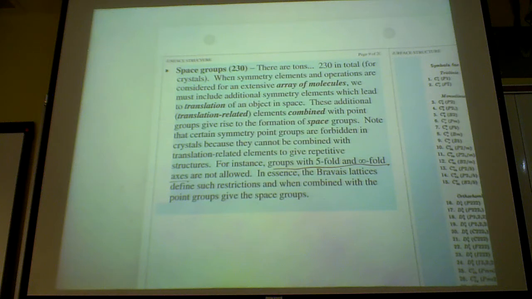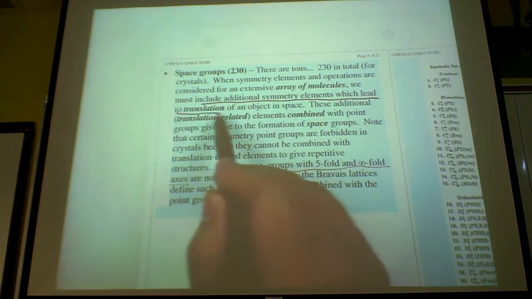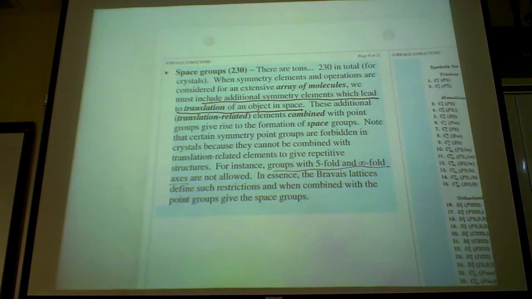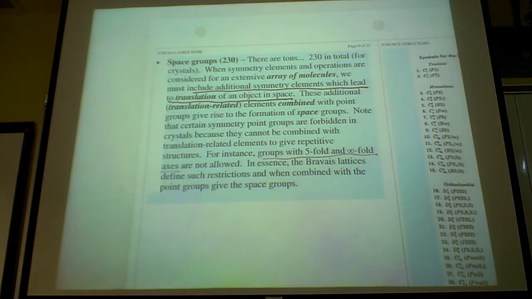It's a very elaborate thing. You add additional symmetry elements that lead to translation of objects in space, and that's a qualitative definition of what a space group is. This additional translation-related element combined with point group gives the formation of space group. That's the definition. And certain symmetry groups are not allowed because of this translation-related operation.